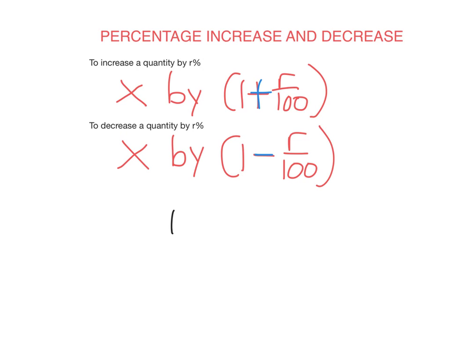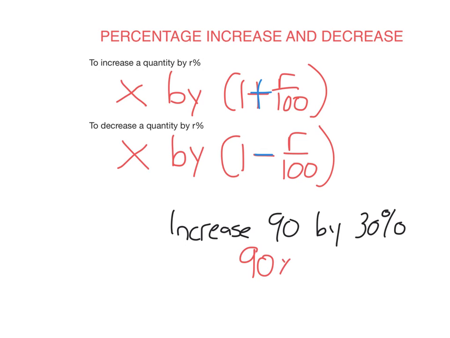So let's say I want to increase 90 by 30%. So I can just use this formula. I take my amount, 90, and I times it by 1 plus. So in this case, R is 30, so it's just 90 times 1 plus 30 over 100. Stick it straight in your calculator, you get 117. If I wanted to decrease 90 by 30%, it would be the same thing, but this would become a minus. Okay, simple.